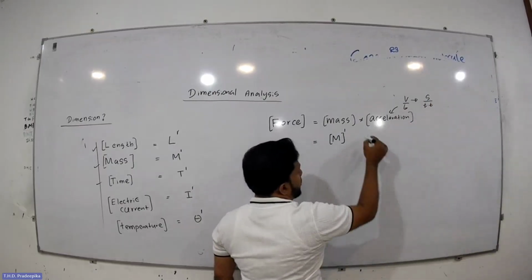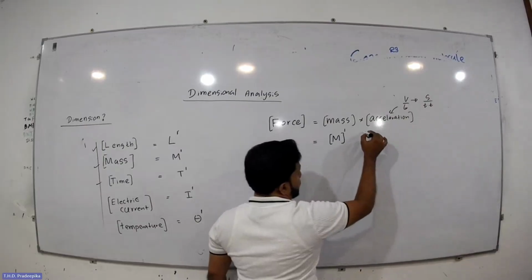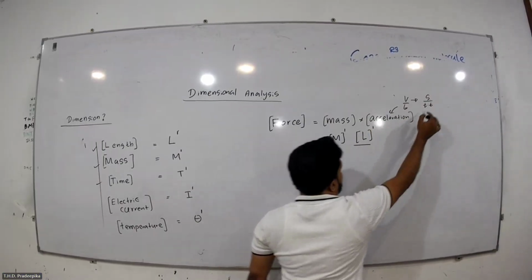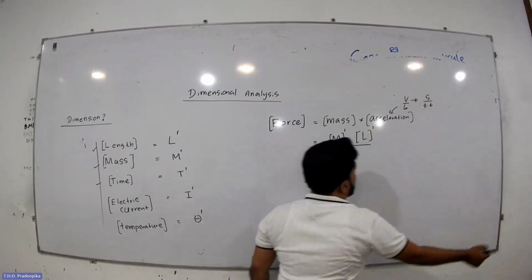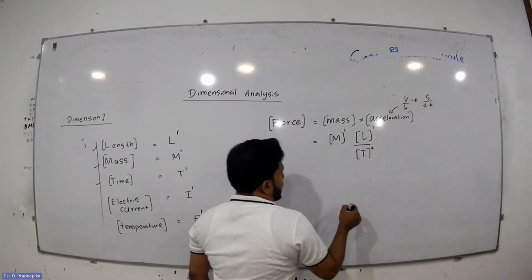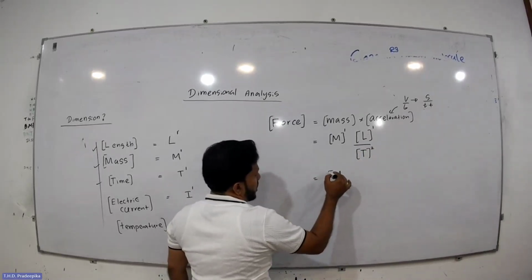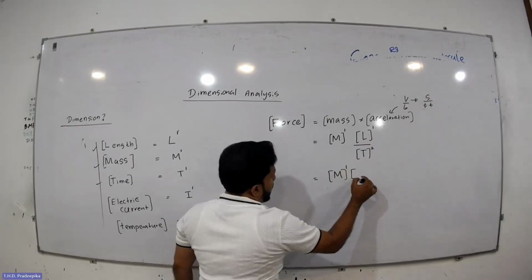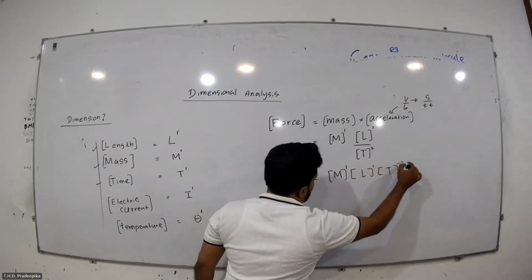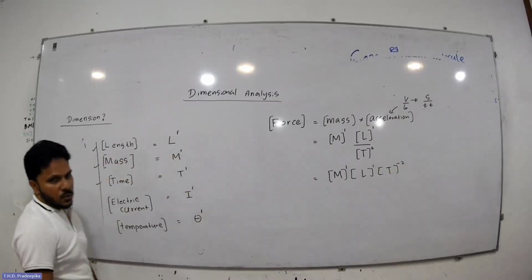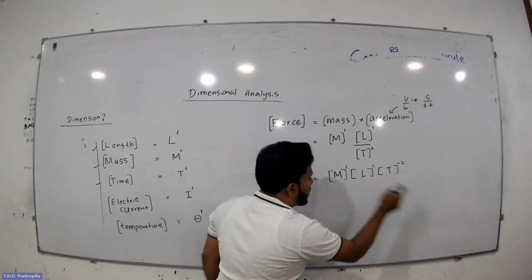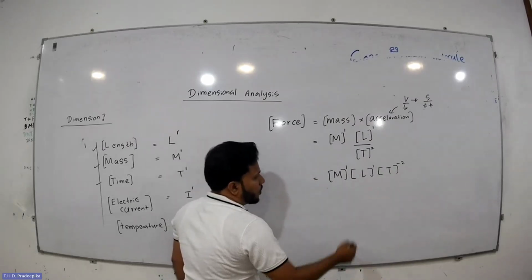The dimension of displacement is M. Sorry, it is L, length. The dimension of time: time appears twice, so it is T squared. Finally, the dimension of force is M to the 1 times L to the 1 times T to the minus 2. So this expression has the same relationship as the unit of force.